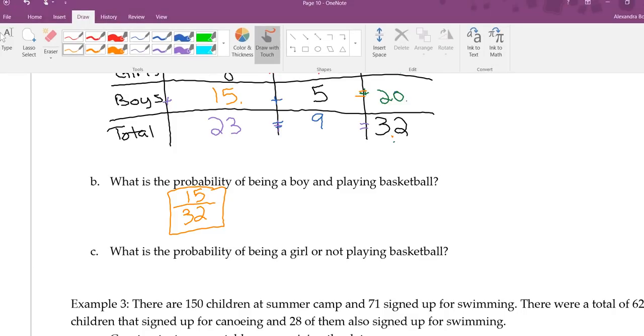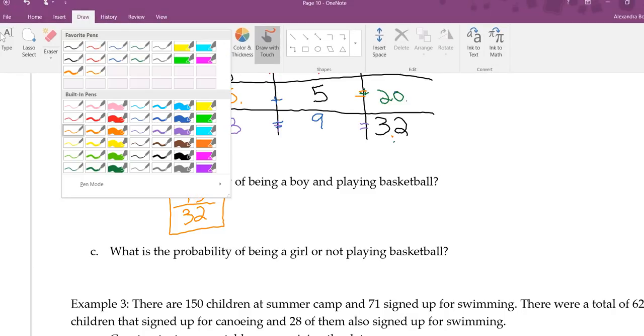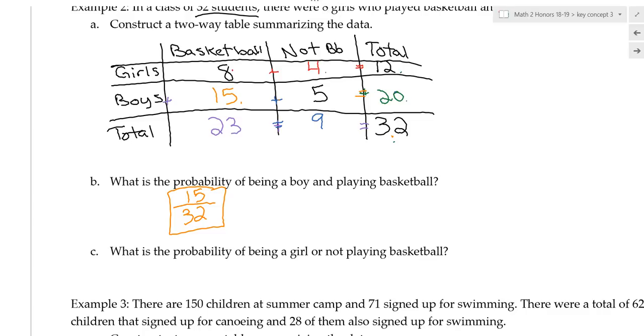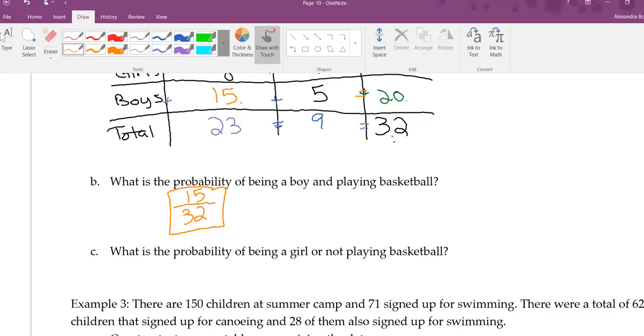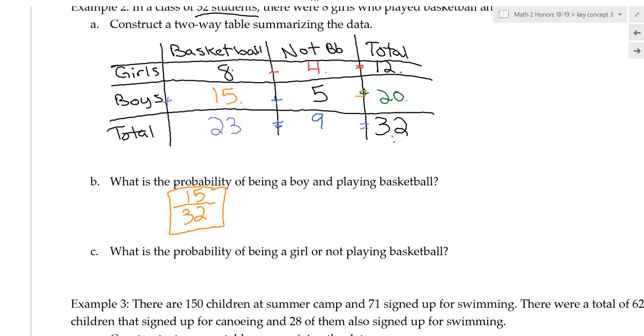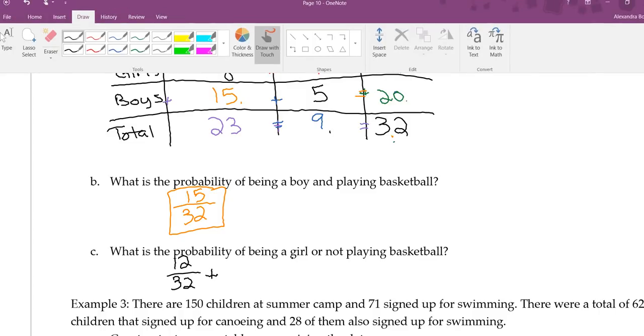The probability of being a girl or not playing basketball. Well, we're going to start with the probability of being a girl. All right, the probability of being a girl is 12 out of 32. Probability of not playing basketball, we have 9 out of 32.